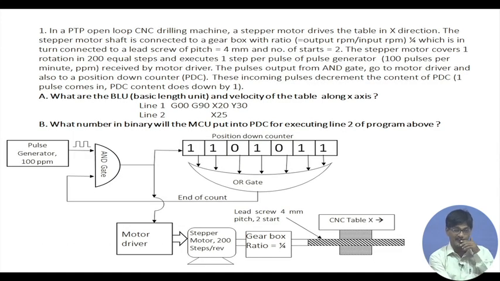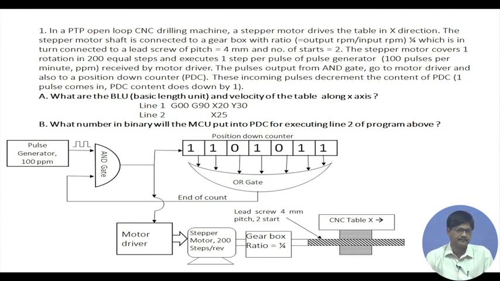Let us take this problem. This seems to be quite formidable. In a point-to-point open loop CNC drilling machine, a stepper motor drives the table in the x direction, and the stepper motor shaft is connected to a gearbox with ratio. Ratio is defined as output RPM by input RPM. Ratio is 1/4, which is in turn connected to a lead screw of pitch 4 millimeters and number of starts equal to 2.